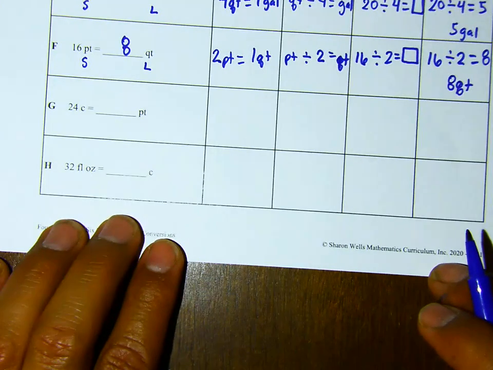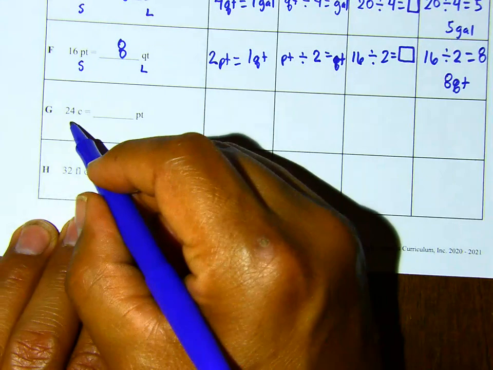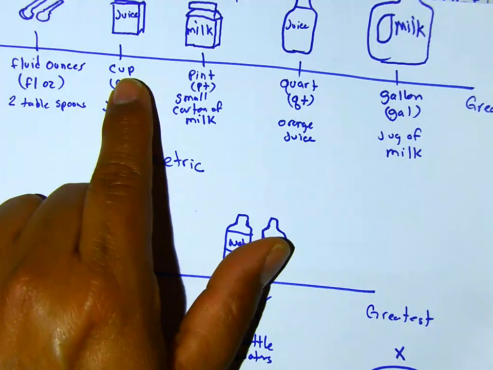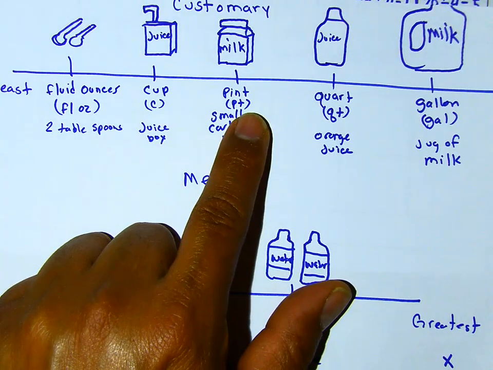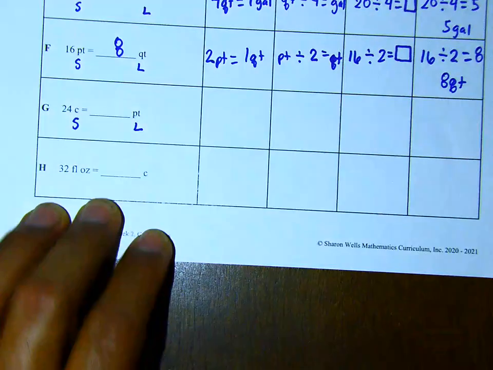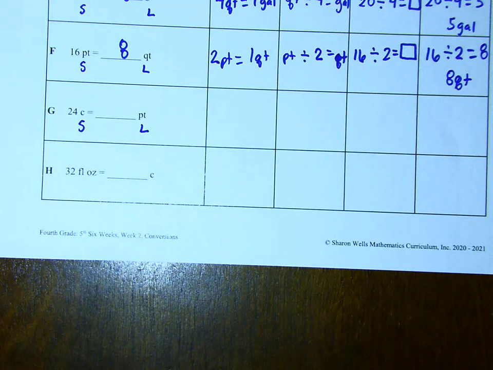Let's look at G. 24 cups equals how many pints? Cups are smaller than pints. A cup is smaller than a pint. So this is my small unit of measure. This is the large unit of measure. We're going from small to large, so we're going to divide again.